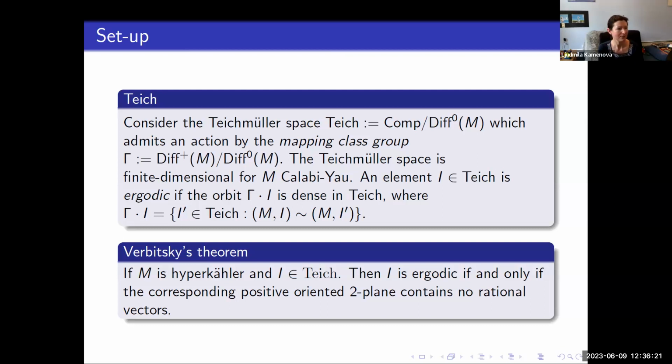So then, if this two-plane contains no rational vectors, then your complex structure is ergodic. So that's how you can think about this in a geometric sense.